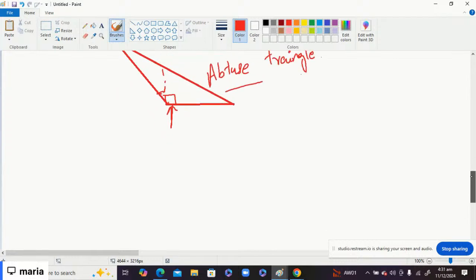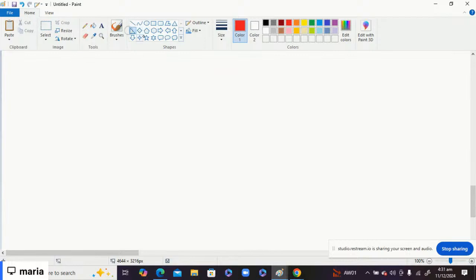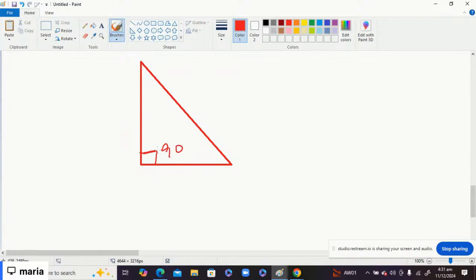Okay. Now, what is a right angle triangle? This one is the right angle triangle because the angle here is 90-degree. That's it. This is called the right angle. Hope you guys understand the three types of triangles we discussed here.